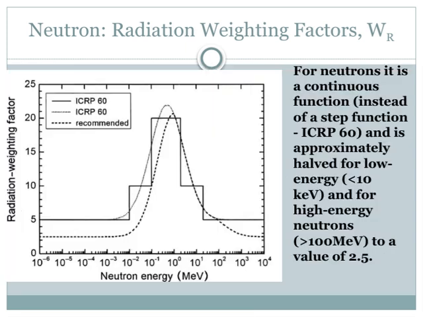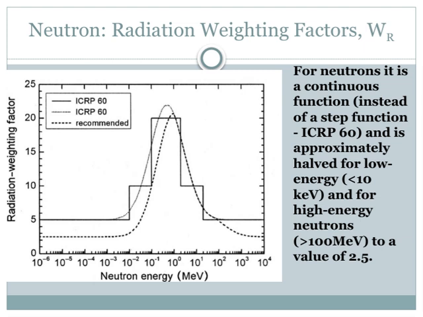environments. For neutrons, the radiation weighting factor, or WR, is actually a continuous function. Unlike some other types of radiation that might be modeled with step functions, neutrons are different. This means that their WR value doesn't jump suddenly at certain energies. Instead, it gradually changes across the energy spectrum. Specifically, for low-energy neutrons, those under about 10 keV, the WR is roughly halved compared to some baseline. And for very high-energy neutrons, those above 100 MeV, the WR also drops to around 2.5.